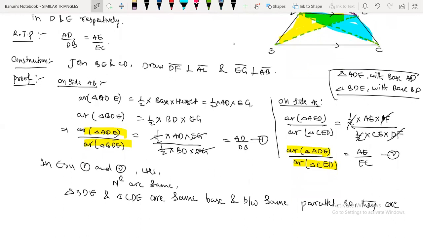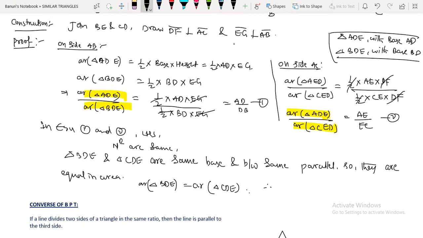That means area of triangle BDE is equal to area of triangle CDE. So by that we can say that the LHS ratios are equal. So by this we can say the RHS are also equal. Therefore AD by DB is equal to AE by EC. So this is the basic proportionality theorem proof.